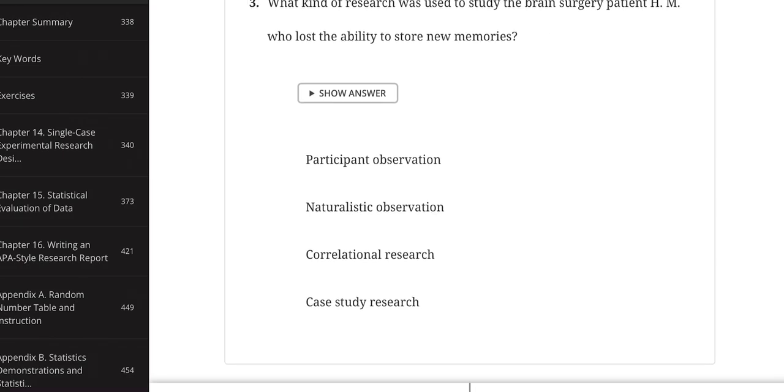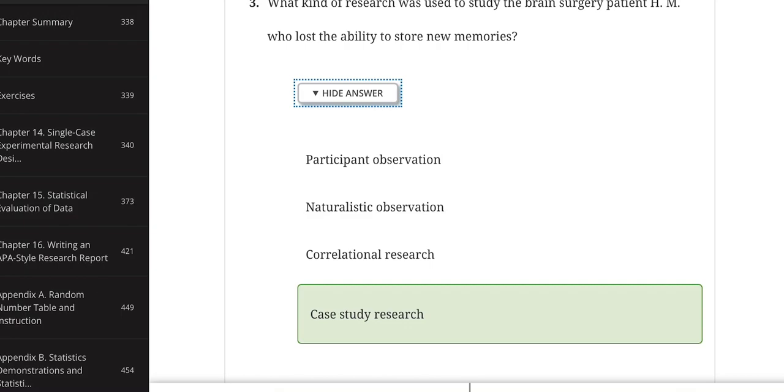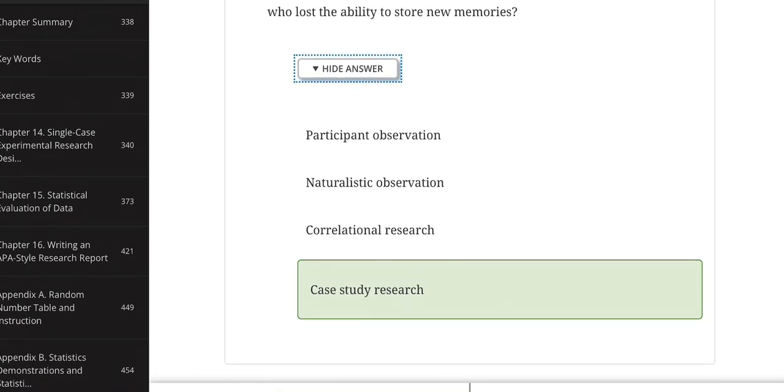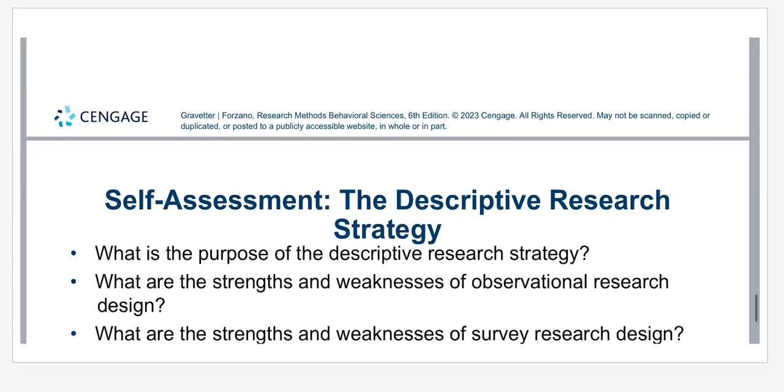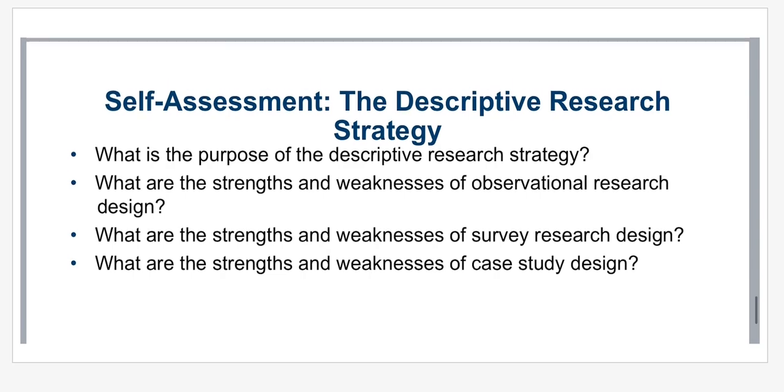And then last, what kind of research was used to study the brain surgery patient HM? We just talked about him, who lost the ability to store new memories. And again, hopefully you know, because we've just been talking about it, that is a case study. Again, there could have been some observation. There could have been, you could pull correlational data from a case study. But when you're specifically studying one person intensively, again, with all the detail, and your goal is to just simply describe, it is a case study. Okay. So that knowledge check, it goes over what we just talked about already in our learning check.